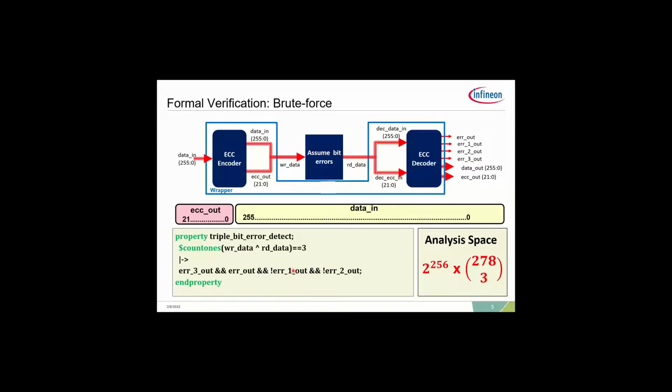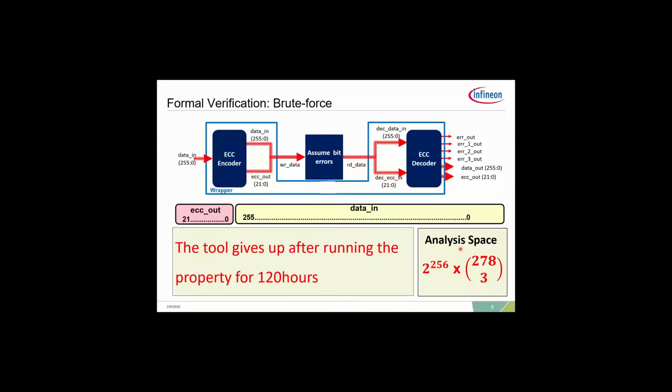Now, if we think about the analysis space for the formal tool, the tool has to consider all combinations for the data in, and it also has to imitate all the bit errors that could possibly occur in this 278-bit vector. So overall, this is the analysis space for the formal tool to evaluate this property, and as you can imagine, this is quite a huge number. We ran this property and design in a commercial formal tool, and the property didn't converge even after 120 hours. That's the result for the brute force approach for this design.